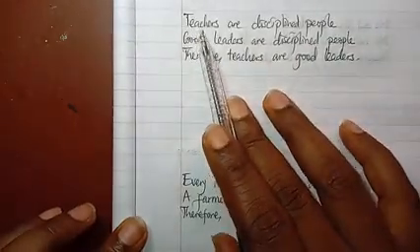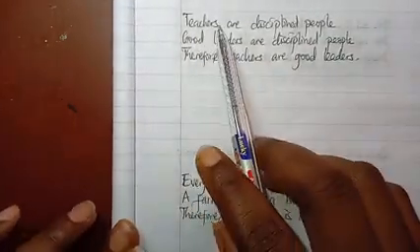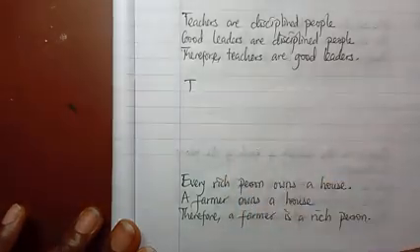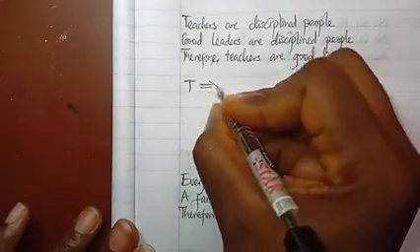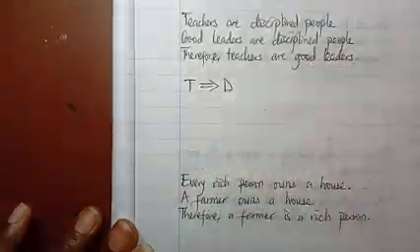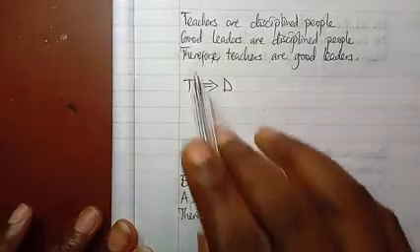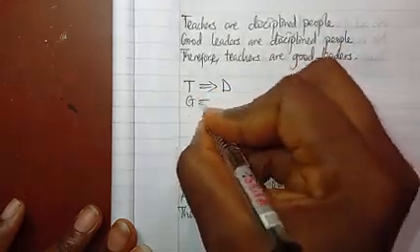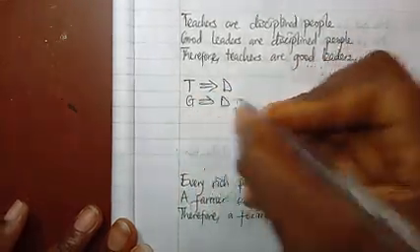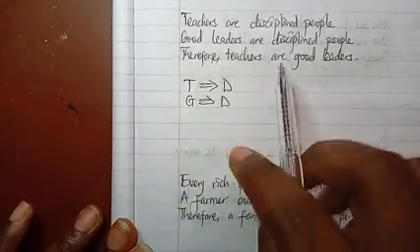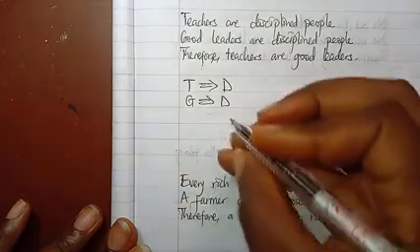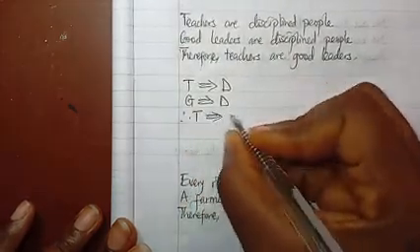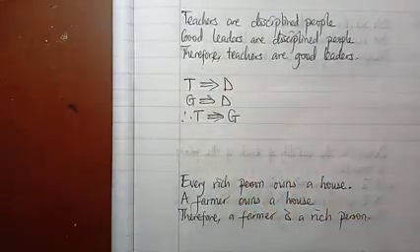Now let's consider these other examples. Teachers are disciplined people. So let's use T for teachers. If you're a teacher, it implies that you're a disciplined person. D for discipline. Good leaders are disciplined people. So G for good leaders. Therefore, teachers are good leaders. So we now say, therefore, teachers implies that you are a good leader.